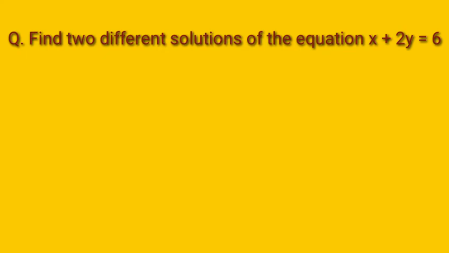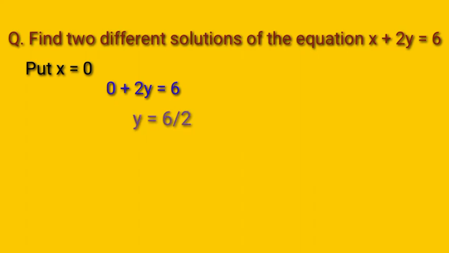Okay, let us do it. First we can put x is equal to 0. What happened to the equation? x is equal to 0, so 0 plus 2y is equal to 6. So y is equal to 6 by 2, that is equal to 3.